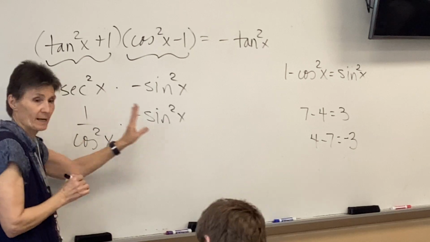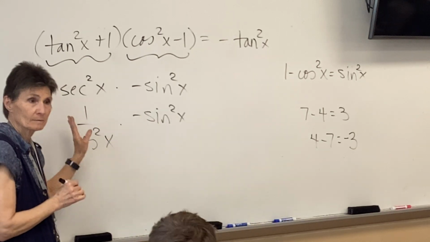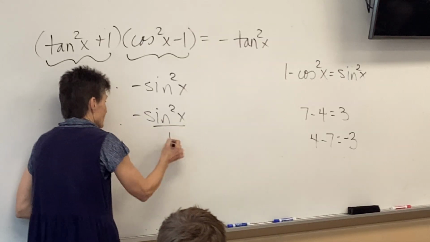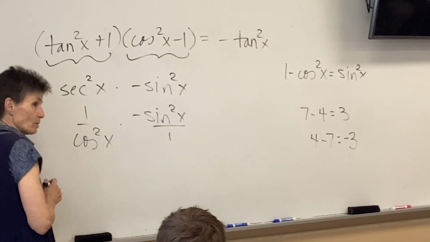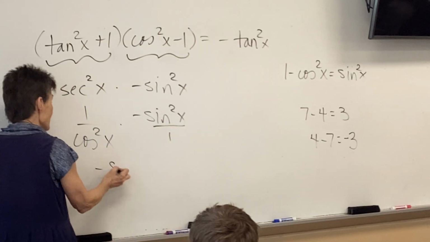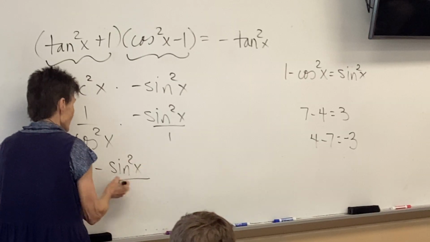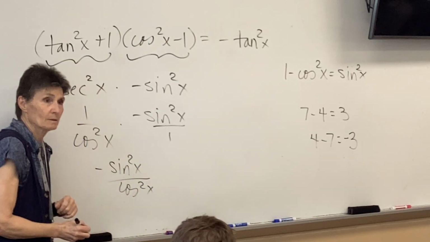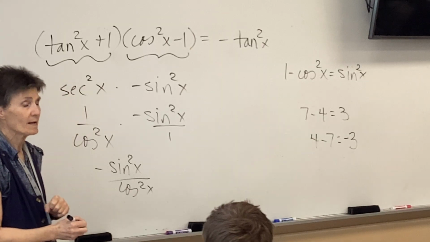Now I'm multiplying these two, right? Multiplying. When I multiply, I go straight across. So I get negative sine squared over cosine squared. What's sine over cosine?